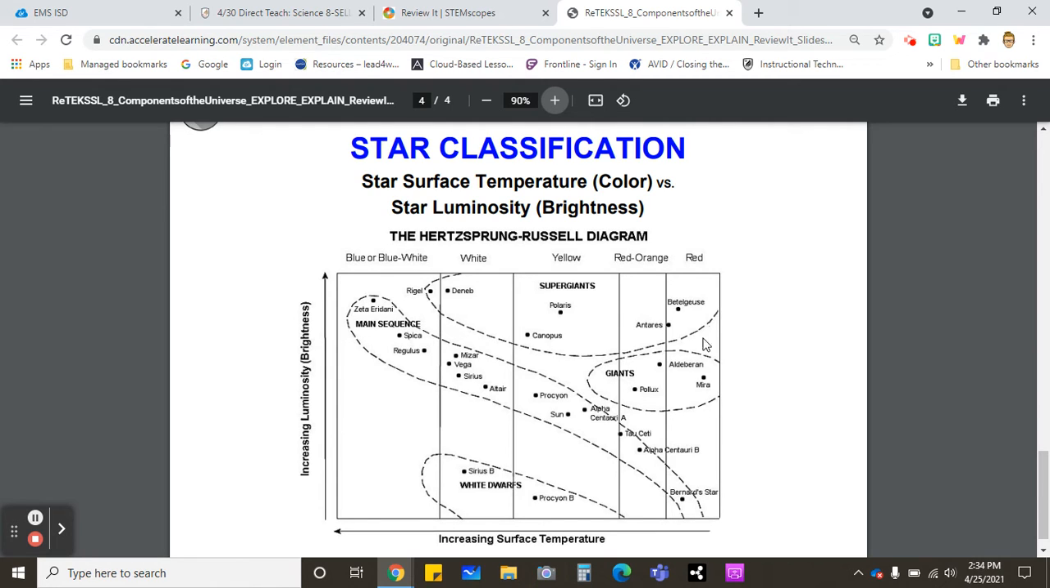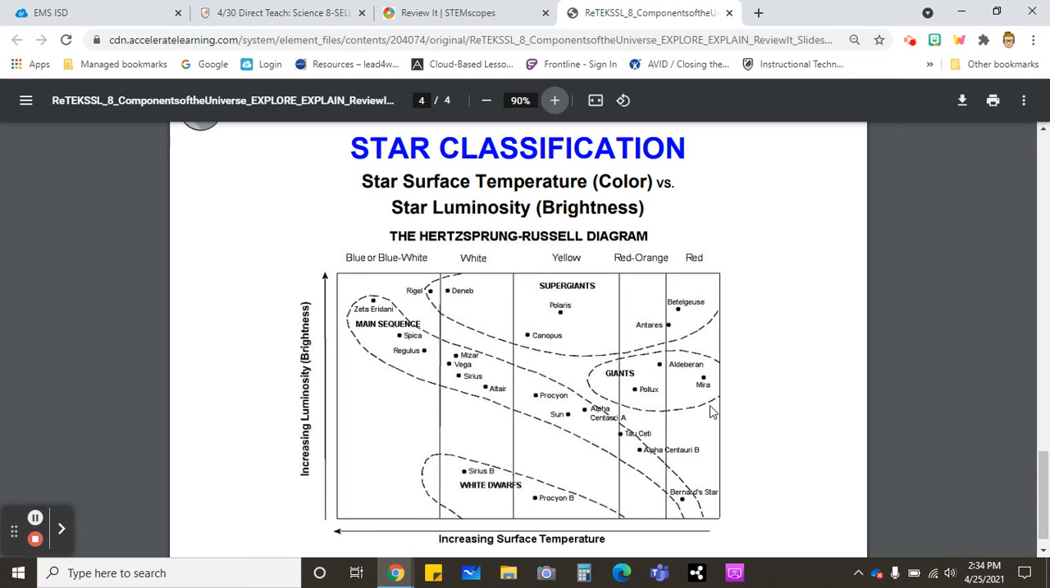on the HR diagram. So then you can also determine the brightness of a star by using the y-axis. And so all the stars at the very top, such as Rigel, Deneb, Canopus, Polaris, Antares, and Betelgeuse, these up here near the top are going to be brighter than these down at the bottom.